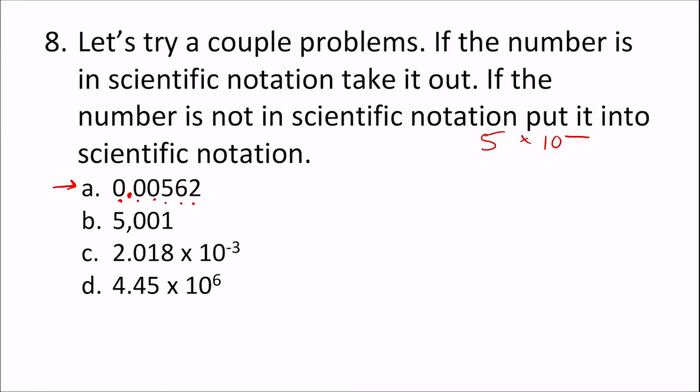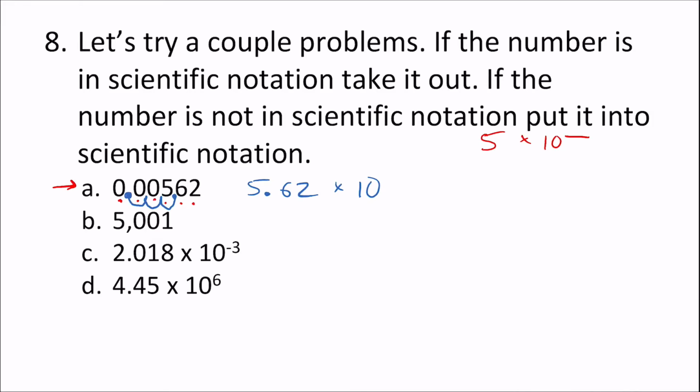So we need to make this 0.00562 number larger than 1, but less than 10. So let's move it over a couple times and see what happens. So it's here, and then we move it 1, 2, and then 3. And that's going to make it 5.62. And that number is greater than 1, but less than 10. So that's perfect. So now we're going to do times 10. And the question here is, is it going to be positive or negative?